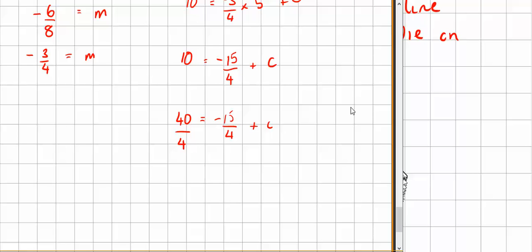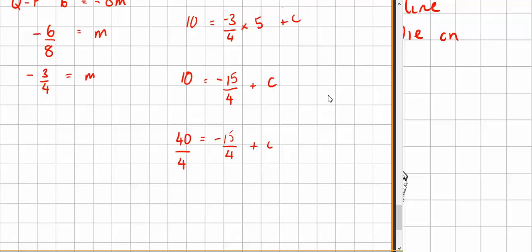Please, can we go up a little bit? I do not understand how you get from 10 to 40 over 4. What is 40 divided by 4? 10. Okay, now I got it. That's right. It's a good question.